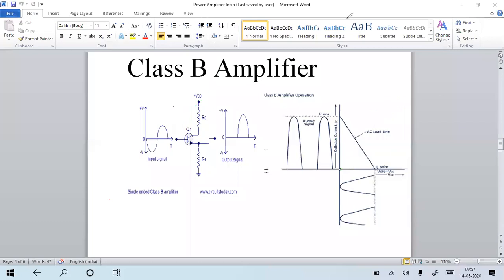But here it is class B. Class B is in the cutoff mode, which means I am not providing any base signal to the base of the transistor. Because of that it is called a class B amplifier: your Q point lies exactly on the cutoff mode. So your VCEQ, the transistor DC operating voltage, is VCC, because this is the maximum voltage. What about ICQ? ICQ equals 0 in the cutoff mode.